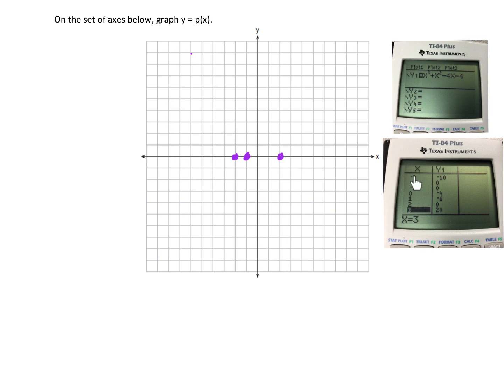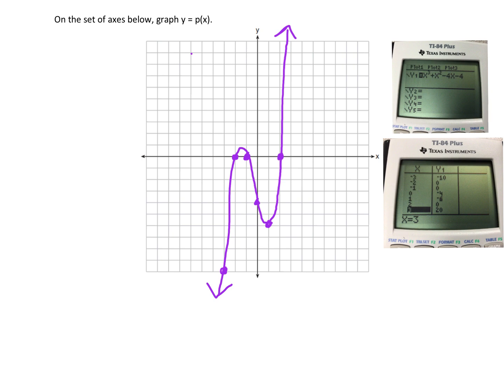All right, let's also plot the point -3, -10. Okay, I'm also going to plot the point 0, -4. And then it looks like we would also fit on there this point right here, 1, -6. Okay, and then you can connect them.